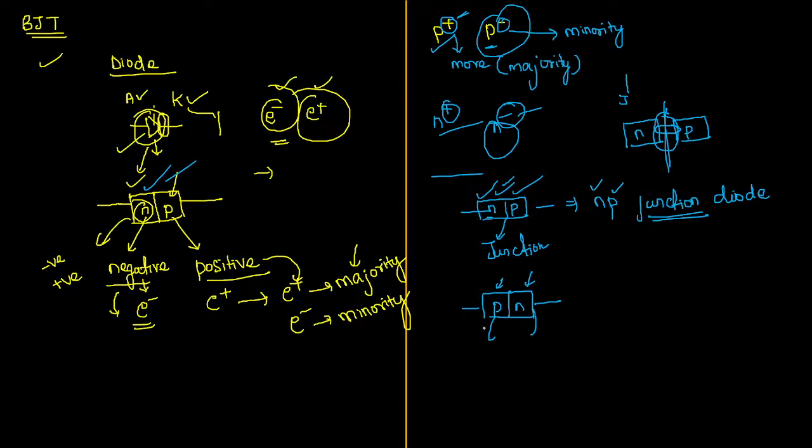P layer means this layer is carrying more and more positive charge carriers. This layer is carrying more and more negative charge. That is the difference between these two. So this is simply called PN junction diode. So we are calling it as PN junction diode. Now with the help of these two diodes, we are going to design our superstar BJT, bipolar junction transistor.